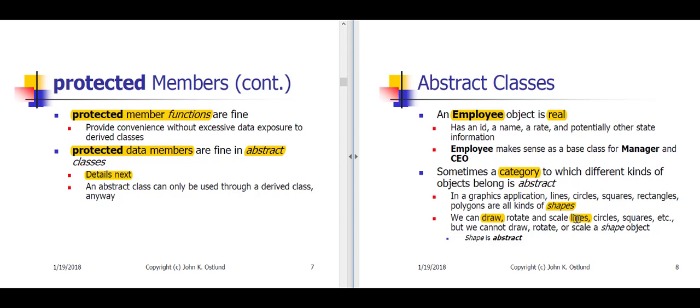If I were a manager and I said to you, all right, write me a function that draws a shape on the screen, you would ask, well, what kind of shape are you talking about? You can't write a program to draw a shape if you don't know what kind of shape it is. So shape is an example of an abstract class.